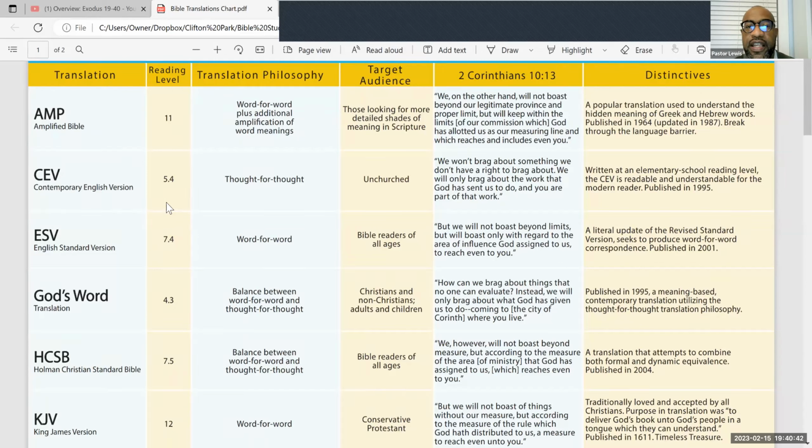The CEV is a fifth grade version. The God's Word is a fourth grade version. The King James is, you know, this thing, you need to really be a high school graduate to be able to really even pull this thing apart, right? And so the different versions definitely have kind of a different, I don't want to say a different audience, but they resonate differently depending on what the purpose of that particular version is.